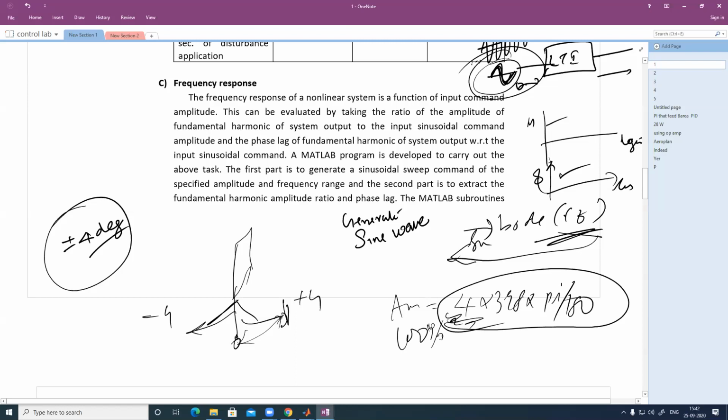This is the command amplitude, right? Yes, this is the command amplitude, and this is the maximum amplitude. So you have to apply from 1% to 100%, the 1% value, and change the frequency.